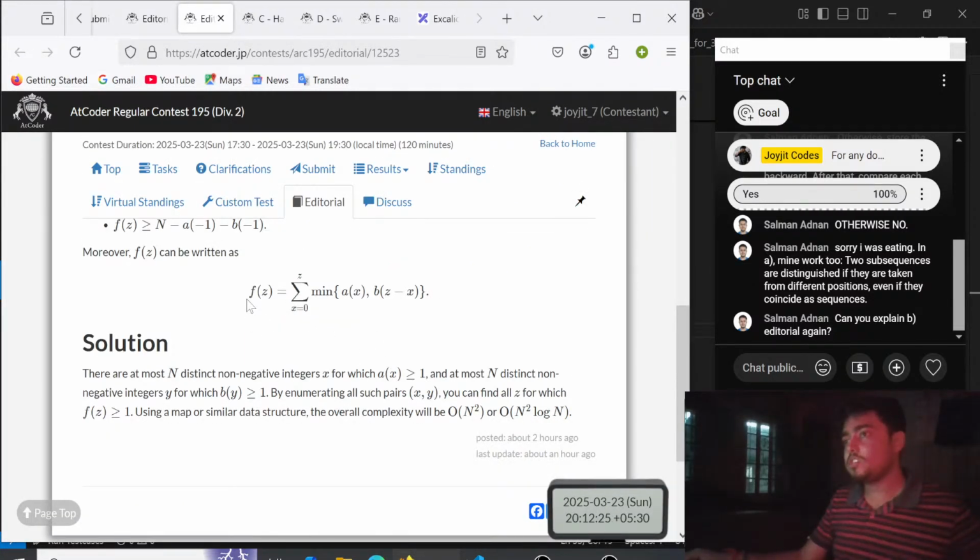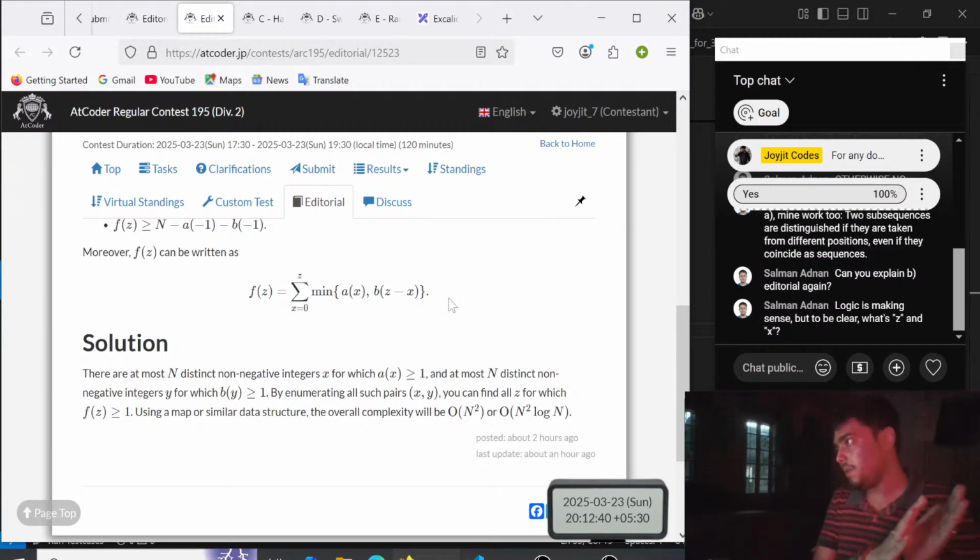Okay, first of all we were pairing these elements using this formula. Pairing some elements. Now the elements that we have already paired, now we are going to remove those elements. Okay, making sense? But to be clear, what are z and x?